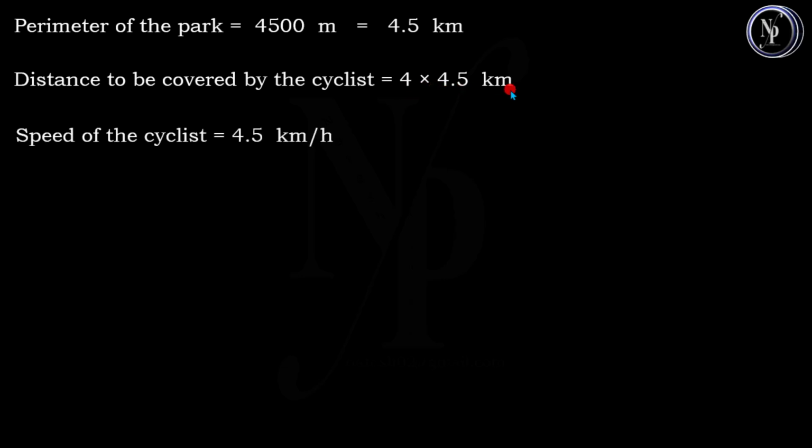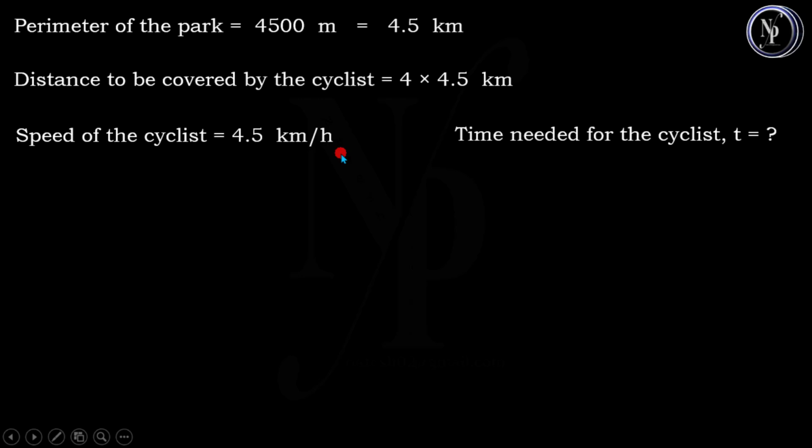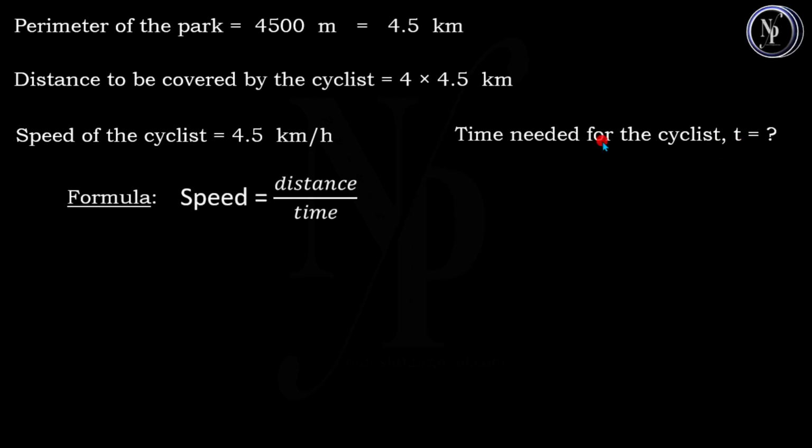The speed of the cyclist is given in the question, which is 4.5 km per hour. We have to find the time needed for the cyclist to make 4 rounds of the park. So I use the symbol T to represent the time needed for the cyclist. Now we make use of the formula speed is equal to distance divided by time, from which we derive the time: time is equal to distance by speed.